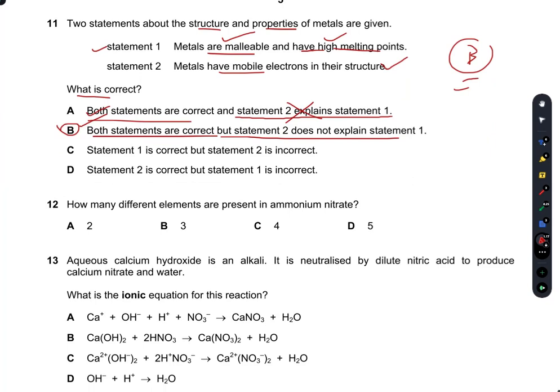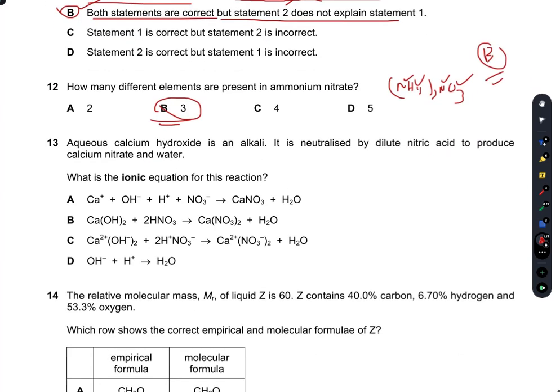How many different elements are present in ammonium nitrate? So NH4 taken twice, NO3, so that means nitrogen, hydrogen and oxygen. So three kinds of elements are present. So B is our right option.